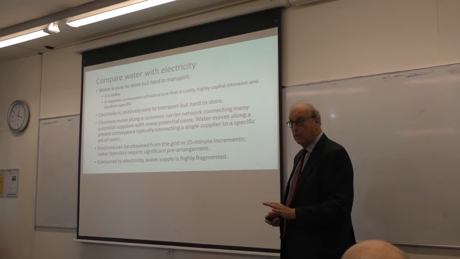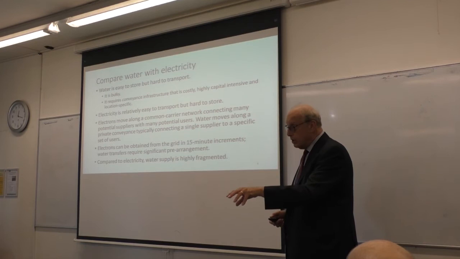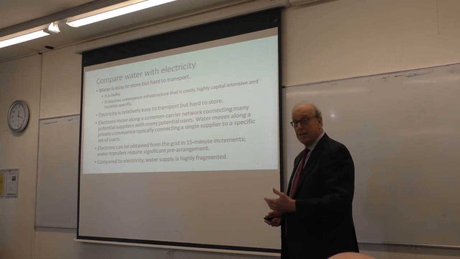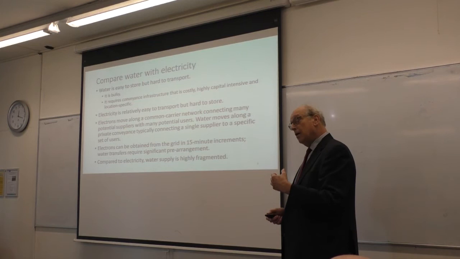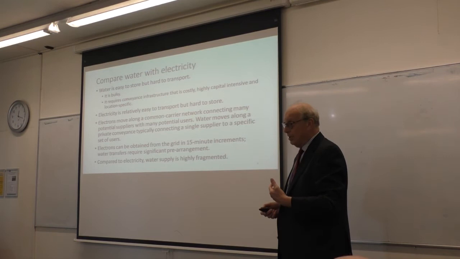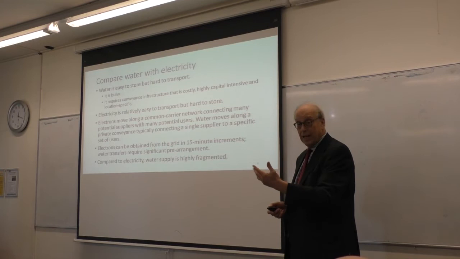There may be more than one user, but a water aqueduct has far fewer branches than an electric grid. And so there are far fewer people at the terminus. And typically, water conveyors are not common carriers. Manchester built an aqueduct to convey water from its source to Manchester. And that's not a common carrier in the same way that the UK electricity grid is.